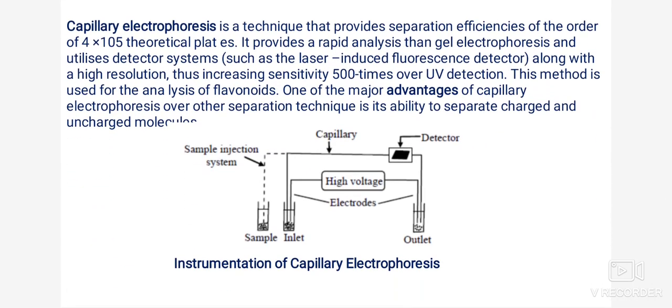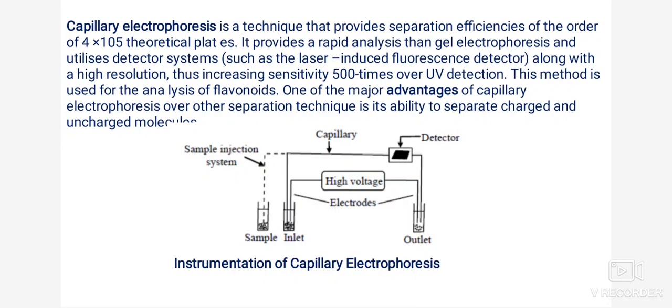Then capillary electrophoresis. It is a technique that provides separation efficiencies of the order of 4×10^5 theoretical plates. It provides a more rapid analysis than gel electrophoresis and utilizes detector systems such as the laser induced fluorescence detector along with a high resolution, thus increasing sensitivity 500 times over UV detection. So this method is used for the analysis of flavonoids. One of the major advantages of capillary electrophoresis over other separation techniques is its ability to separate charged and uncharged molecules.